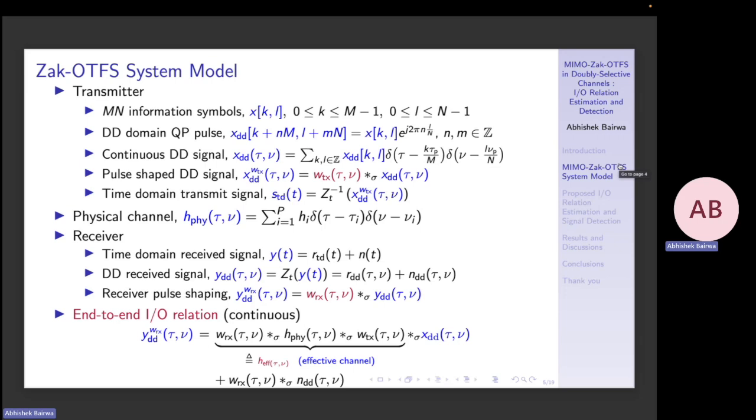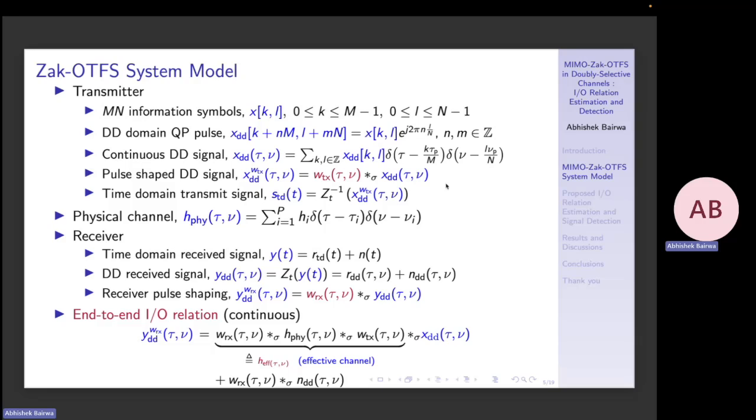And then we lift this discrete domain pulse to continuous domain by modulating with the Dirac delta function. This continuous DD signal is then passed through transmit DD domain filter, and that action is given by a twisted convolution. So we receive x_DD^{w_tx}(τ,ν) equal to w_tx(τ,ν) twisted convolved with x_DD(τ,ν). This pulse shaped DD domain signal is then converted to time domain by inverse Zak transform.